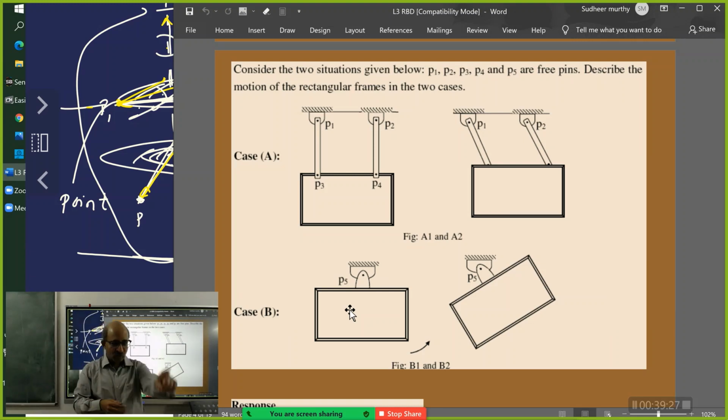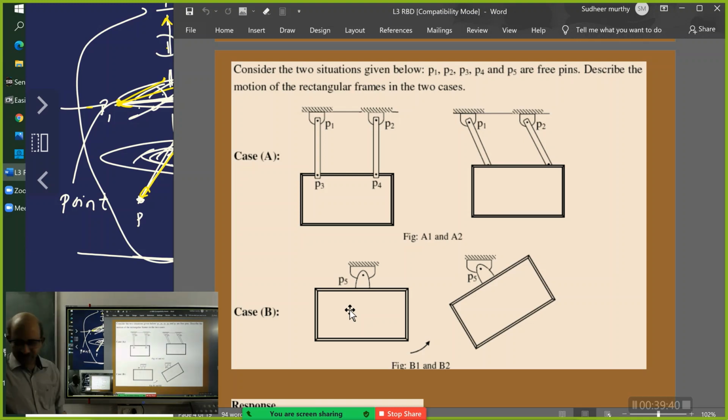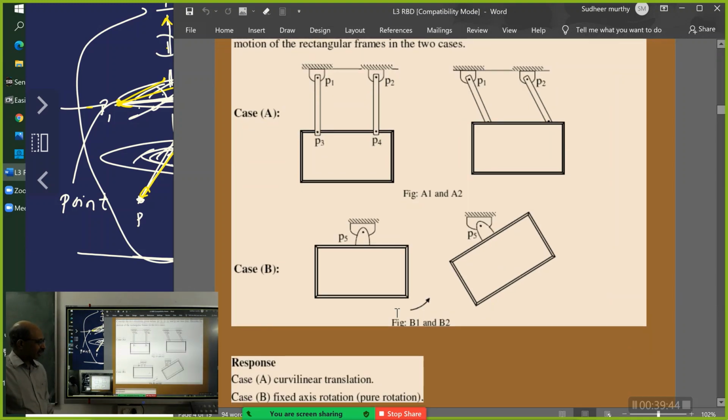But now Swaroop is moving, and my reference point also is moving with the same velocity as Swaroop. Then Swaroop is at rest with respect to me. So this is the case of rotational motion.